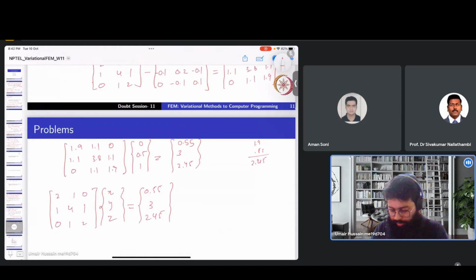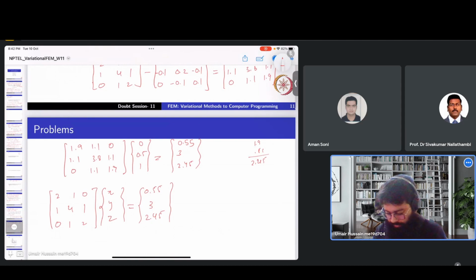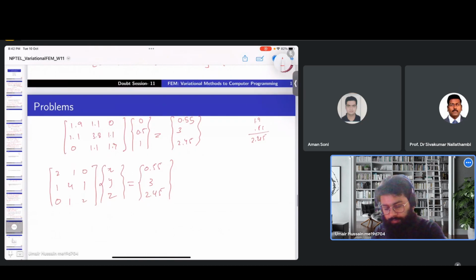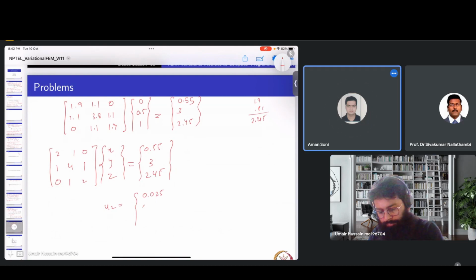Okay, so I'll just use a calculator for this. 2 1 0, 1 4 1, 0 1 2, with 0.55, 3, 2.45. So we have u2 equals 0.025, 0.5, 0.975.